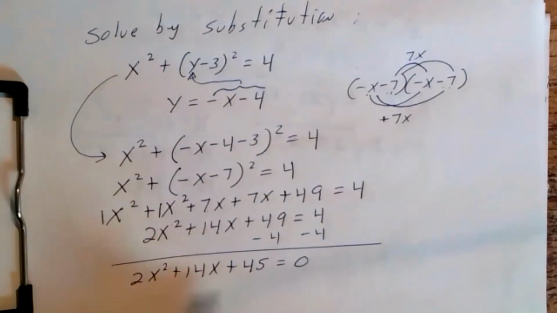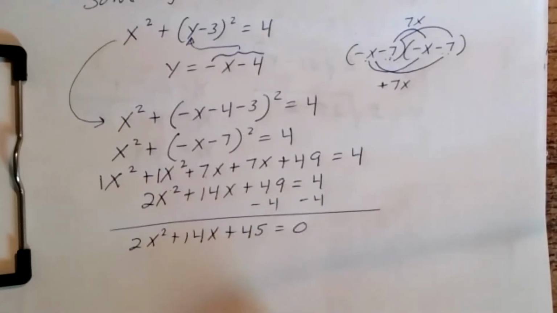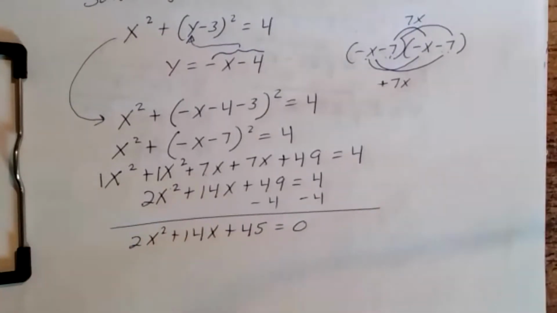Can this be factored, this trinomial? Because if it cannot be, we're going to have to either complete the square on this or give it to the what? Quadratic formula to solve it. So how are we going to solve this?